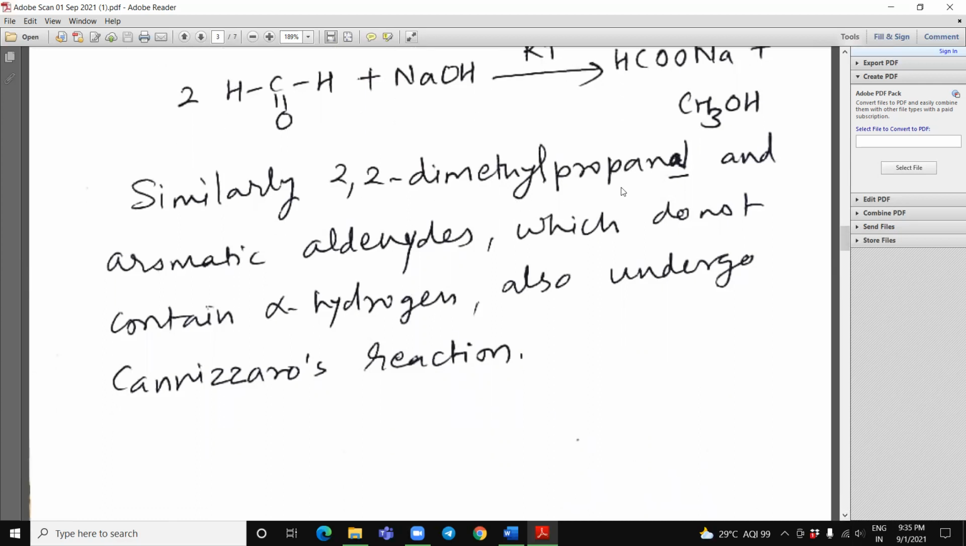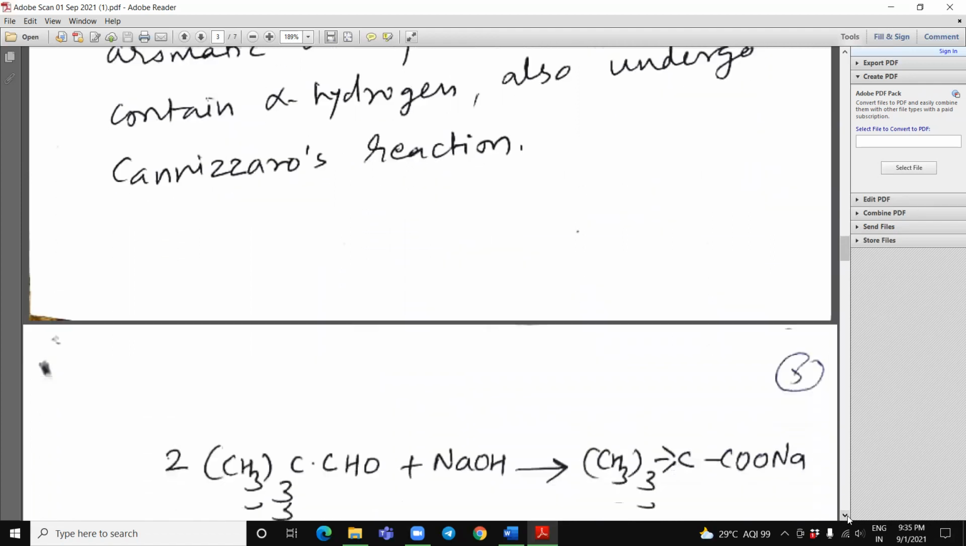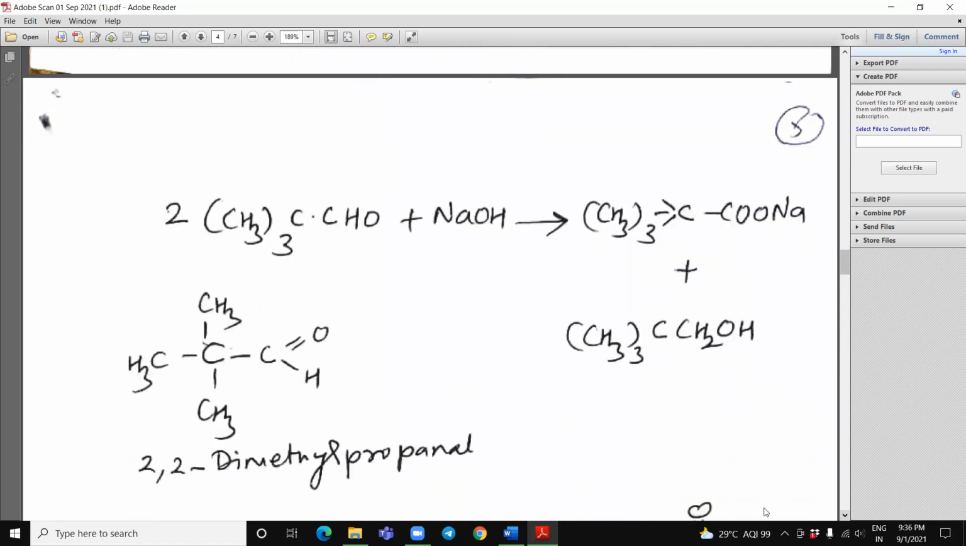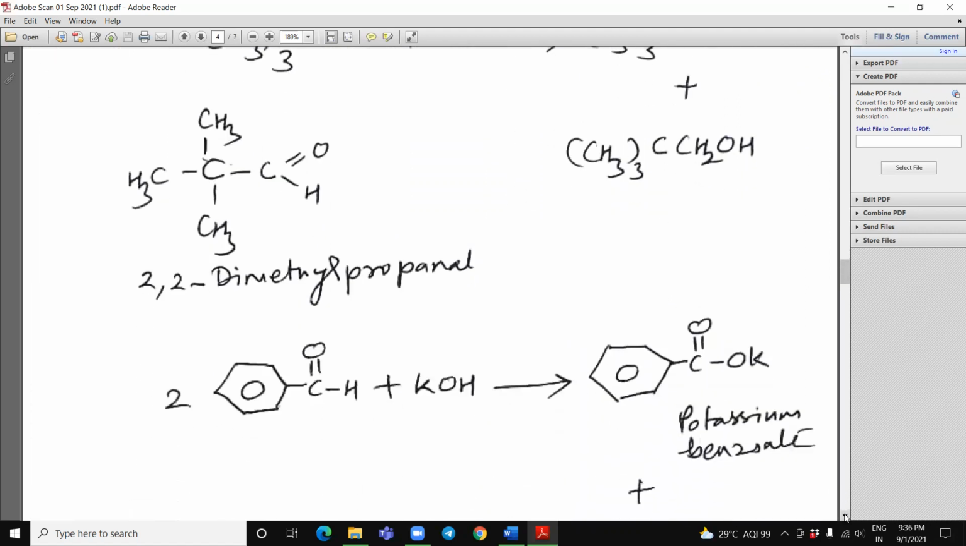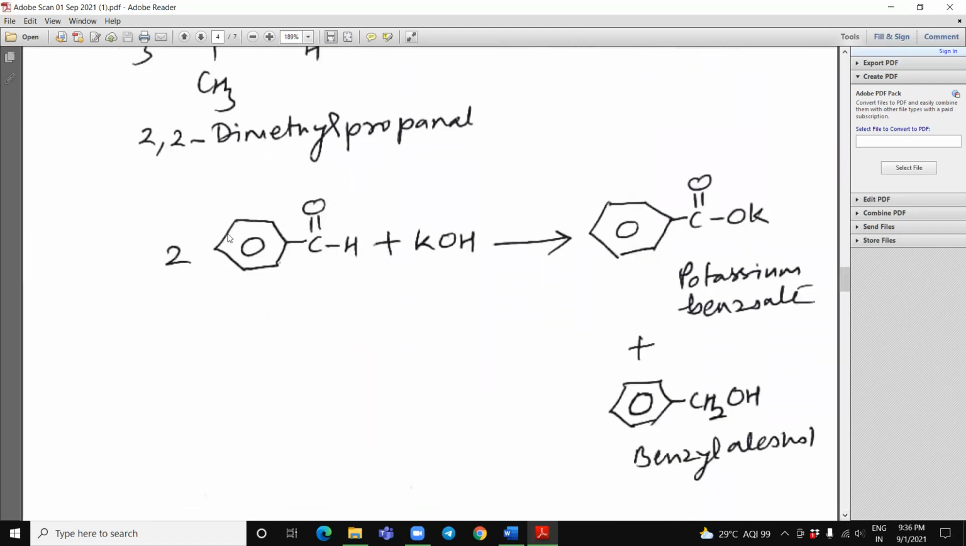Similarly, 2,2-dimethyl propanal and aromatic aldehydes, which do not contain alpha hydrogen, also undergo the Cannizzaro reaction. See here how it is formed, and we will get one acid and one alcohol. See here, this benzaldehyde will form this potassium benzoate, which on hydrolysis will give benzoic acid, and the second molecule is benzyl alcohol.